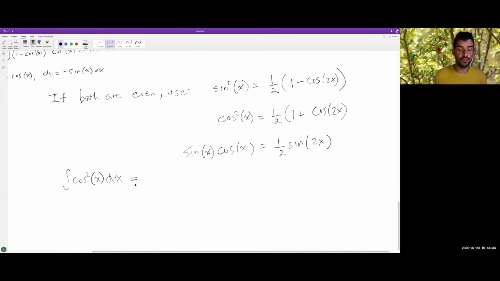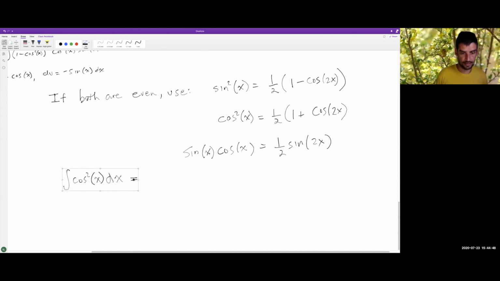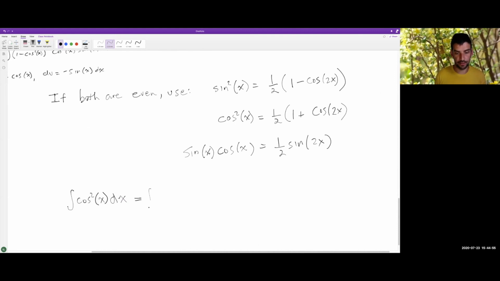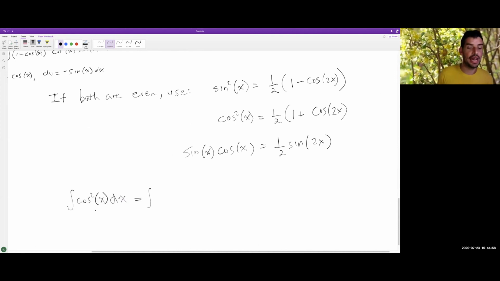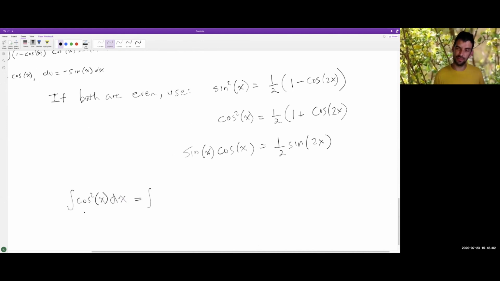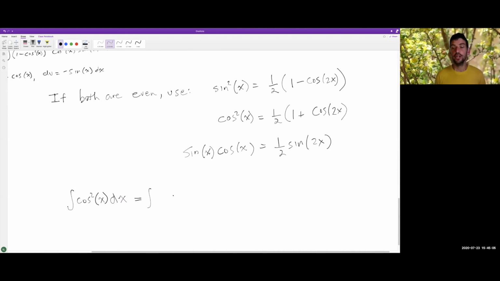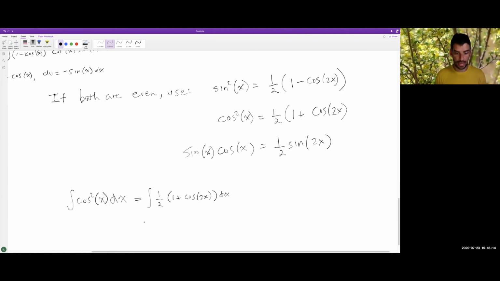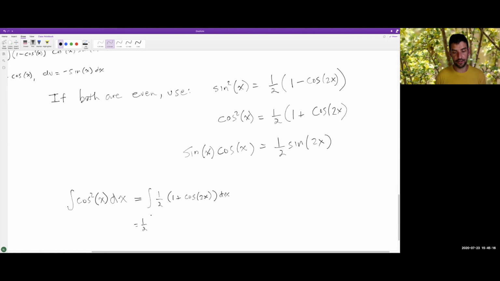So all we're going to do is use this identity that I just gave us and replace cosine squared. The problem is we don't have an extra cosine sitting around to peel off, leaving behind a cosine squared. And so we're going to use this identity instead. And this now becomes an antiderivative we can take.